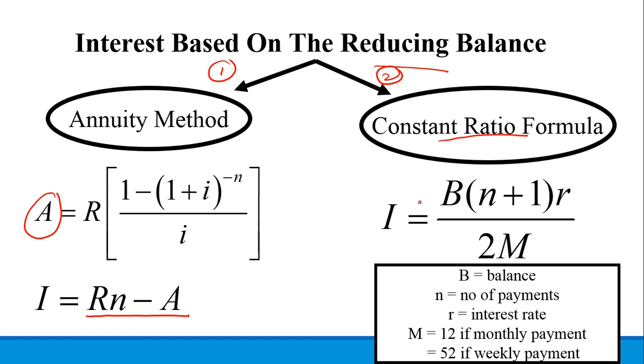For the constant ratio formula, I equals B, which is the original balance, times N plus 1, where R is the interest rate, divided by 2M. M is the number of payments for 1 year. Let's say for this case, B is the balance, N is the number of payments, R is the interest rate, and 12 is the monthly payments for 1 year. If they are in weeks, it will be 52 times.